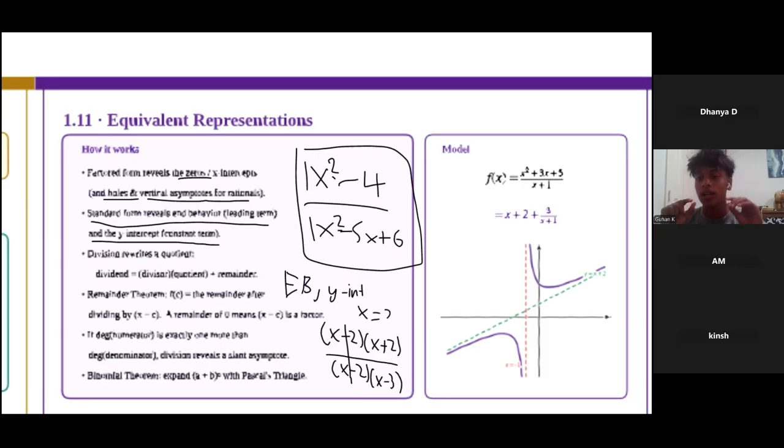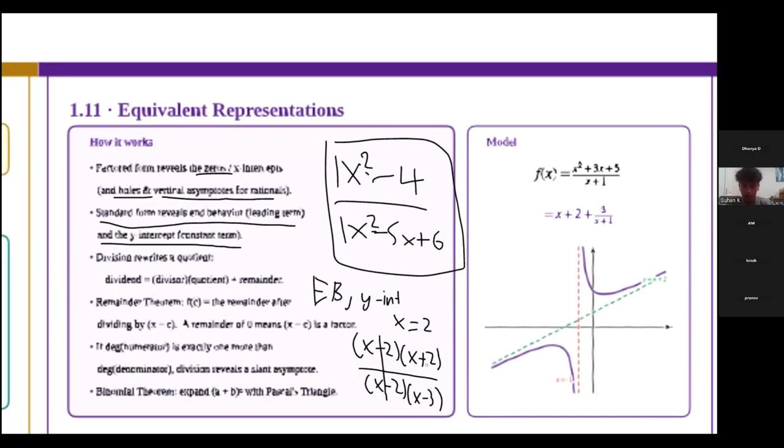And then to find the y value of that hole, we're just going to plug in x. So 2 plus 2 is 4, and 2 minus 3 is negative 3. So it becomes 4 over negative 1, which is negative 4. So we're going to have our hole at (2, negative 4), which was pretty easy to find once we put it in the factored form, which is what the factored form tells us.